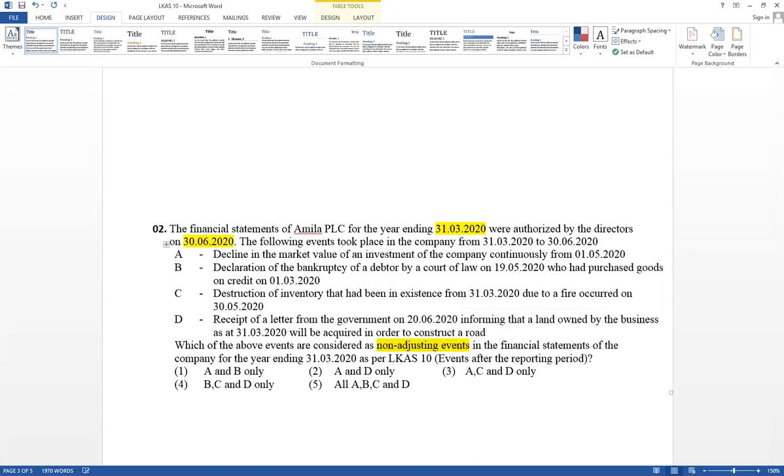Non-adjusting is important. Think about what the examples are. Flood or fire damage to assets, decline in the market value of investments, and proposed dividends for ordinary shares. Proposed dividends, we have a note, are also non-adjusting. As well as the government deciding to acquire part of land for road construction, and the business deciding to discontinue part of its business activities. These are examples of non-adjusting. Think about examples of adjusting.